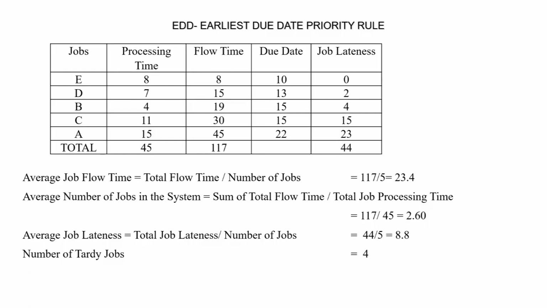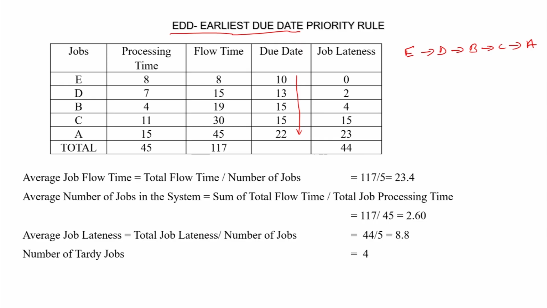Now, let us see the third priority rule, that is earliest due date. In the earliest due date case, we will arrange the jobs in the order of due date. That means, the job which is having the earliest due date, 10th day, is scheduled first. The second job which is having the next higher due date is arranged next, and the job which is having the far away due date is arranged at the end. In that way, our sequence turns out to be first job E, then D, then B, then C, and then A. So, this is my sequence of the jobs if I am taking the priority rule of earliest due date.